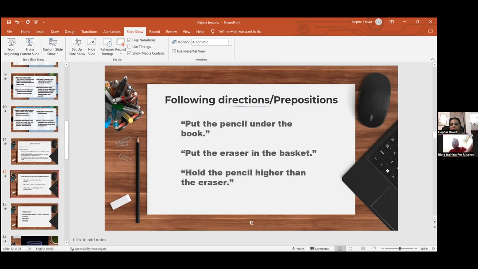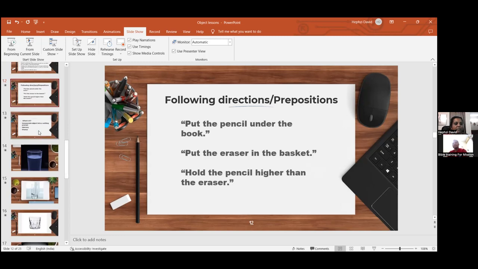But if I say, put the pen on the book. Put the pen in the basket. And then call them up and say, okay, Melina, put the ball inside the basket. Then remove the ball and put it on the table. That's easier for us to practice grammar through object lessons.